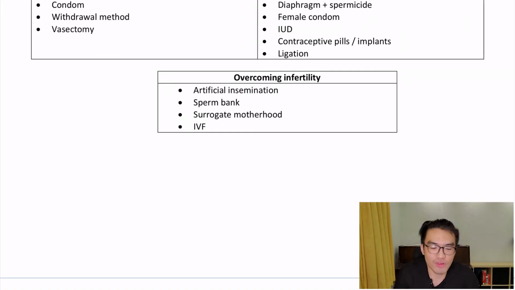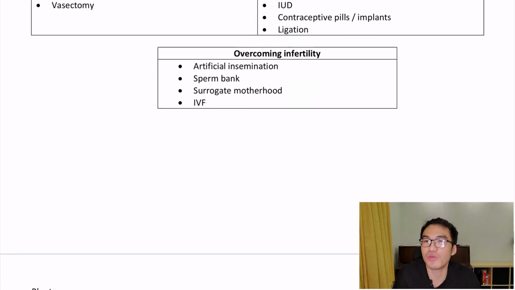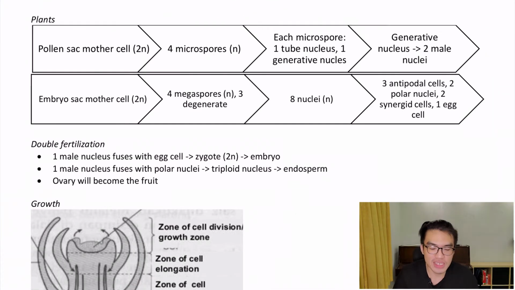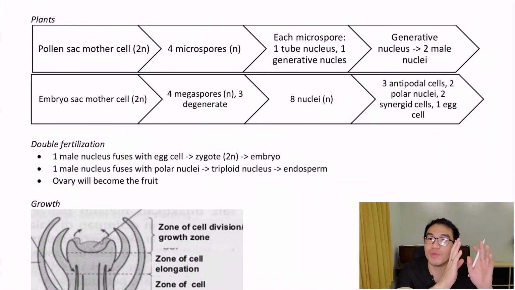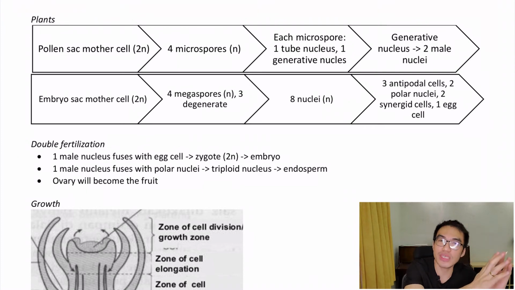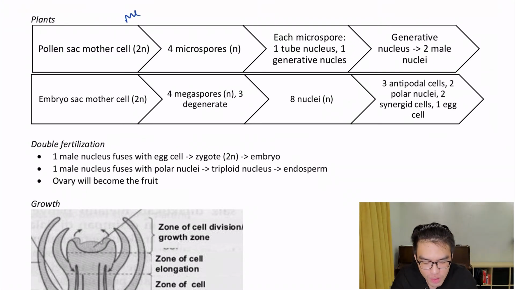But hey, if you want a baby and you can't have it, this is the only way to do it. So plants are different. Just now in humans, we do mitosis first and then we do meiosis. Plants are different. They will do meiosis first, only then they will do mitosis.